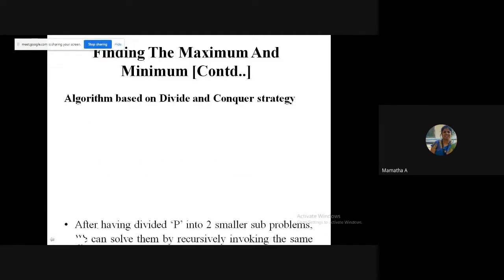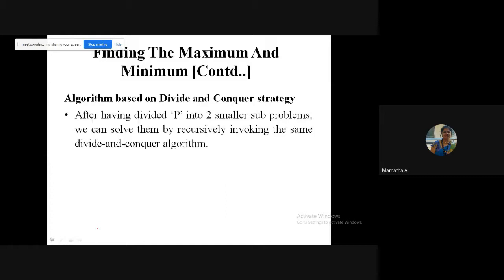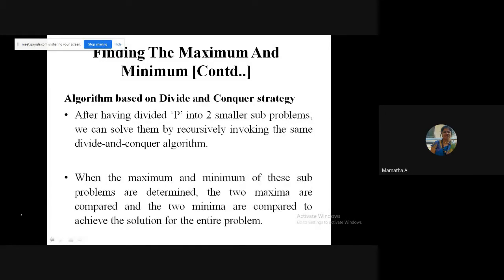Now, as I said, recursively solve the same. Once you get the maximum and minimum of those sub problems, you should compare. When I had only maximum, you said one comparison is required. But since I'm having maximum and minimum, how many comparisons do I need, students? Once the two sub problems are solved, how many comparisons do I need?